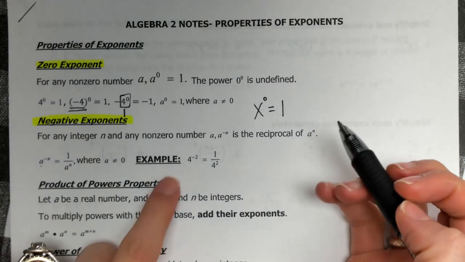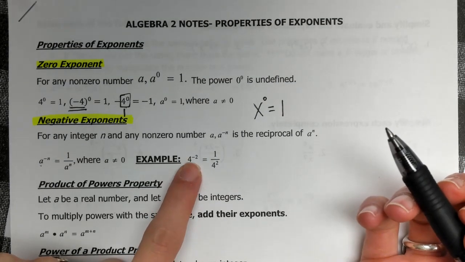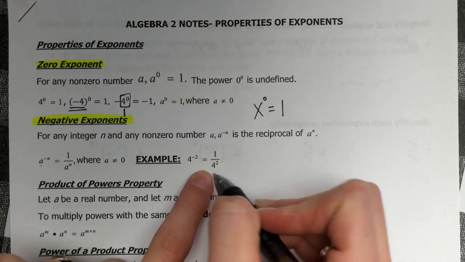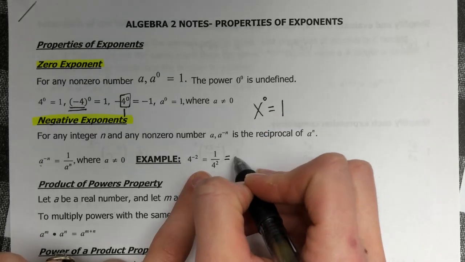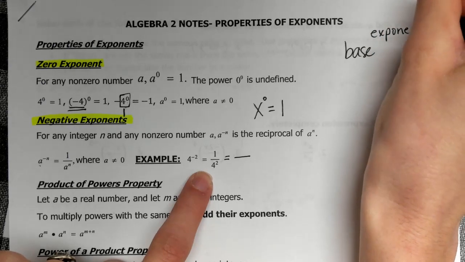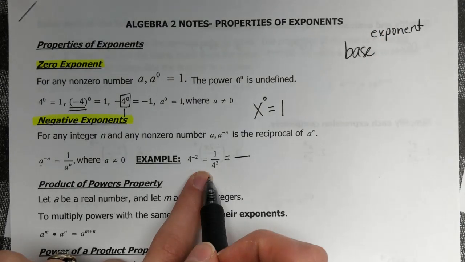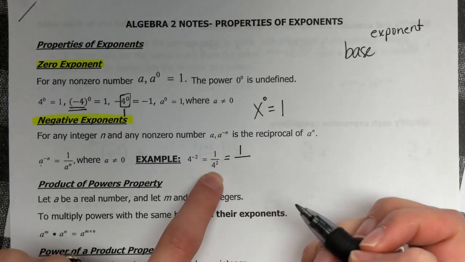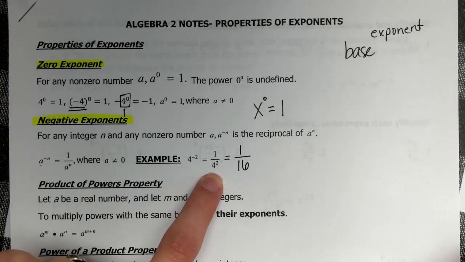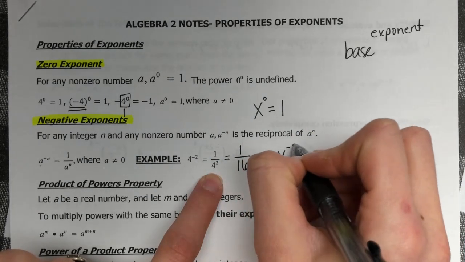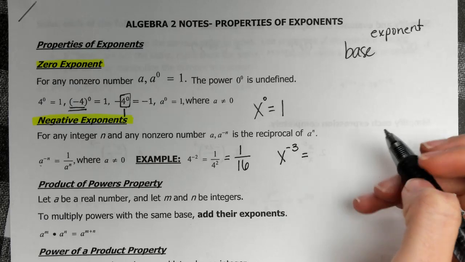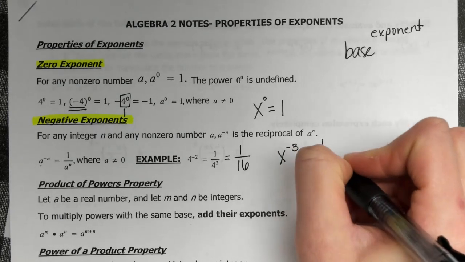Alright? So if I have 4 to the negative 2, well, that's a negative exponent. I need to put that 1 over 4 squared. Now, if you have a number as your base, you have to evaluate it. So I would have 1 over, what's 4 squared? 16. Okay? So if I had x to the negative 3, I need to rewrite that, make that exponent positive by changing its position. It becomes 1 over x to the third.